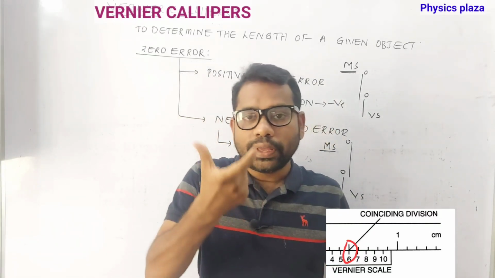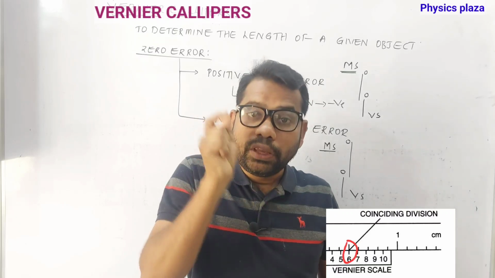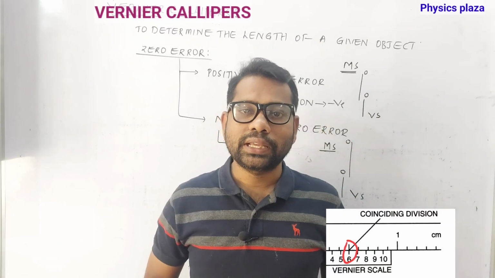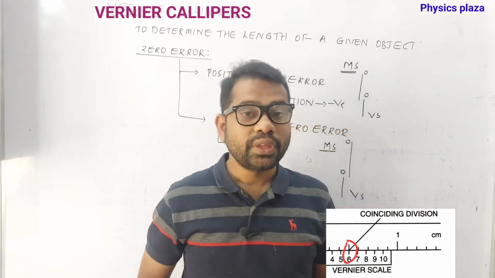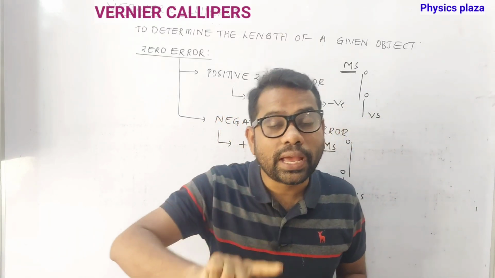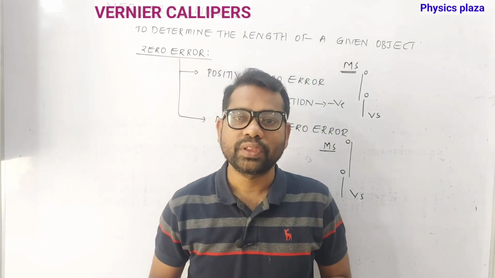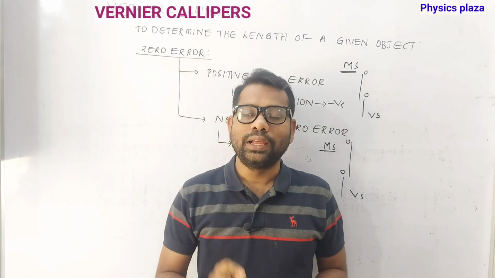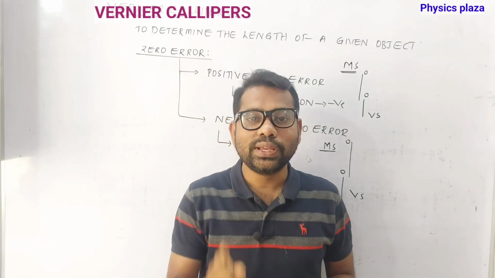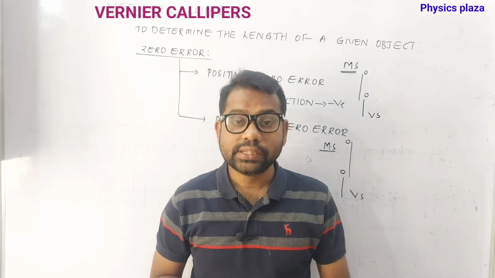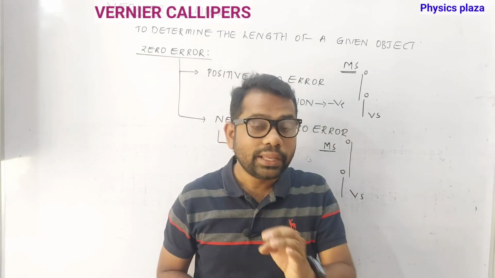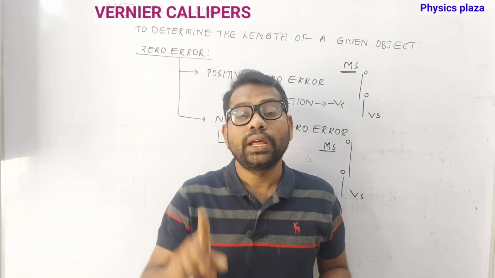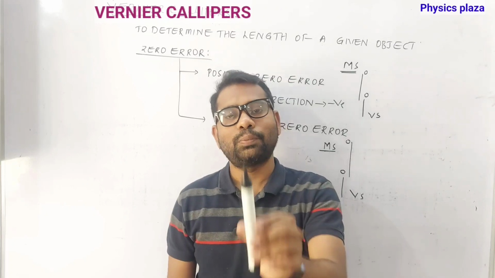When we bring two external jaws in contact, if the zero reading of the Vernier scale is coinciding with the zero reading of the main scale, it is said to have no zero error. If it is not coinciding, it is said to have some error. Is it clear? Fine. If the zero reading of the Vernier scale is standing on the right side of the zero reading of the main scale, it is said to have positive zero error, and the correction is negative. Whereas if the zero reading of the Vernier scale is standing on the left side of the zero reading of the main scale, then it is said to have what, children? Negative zero error, and the correction is positive.